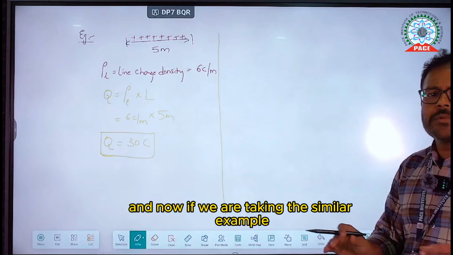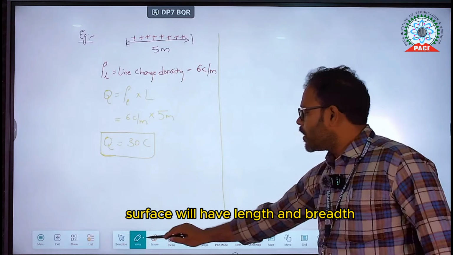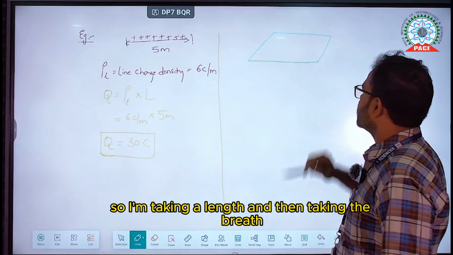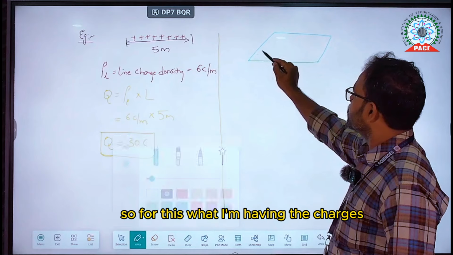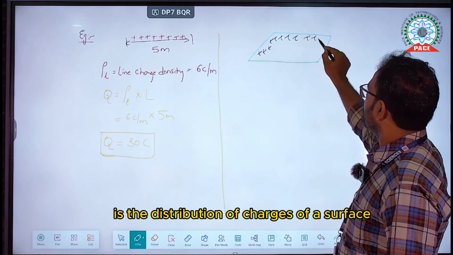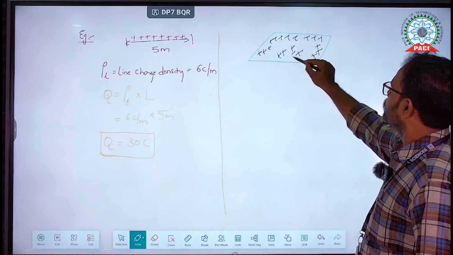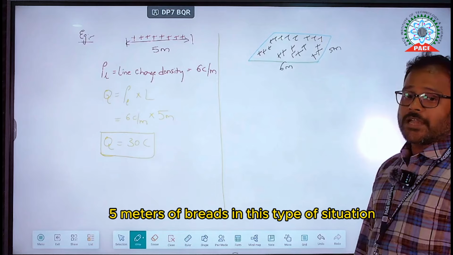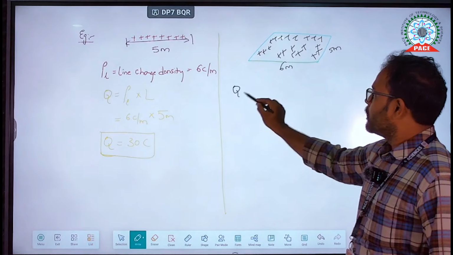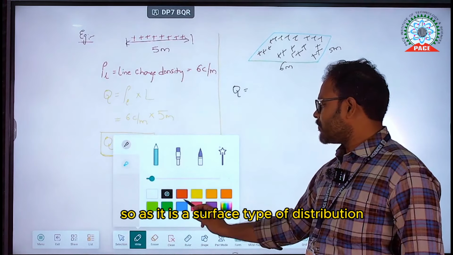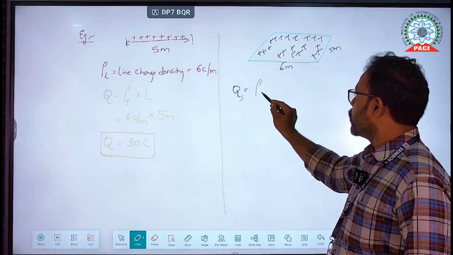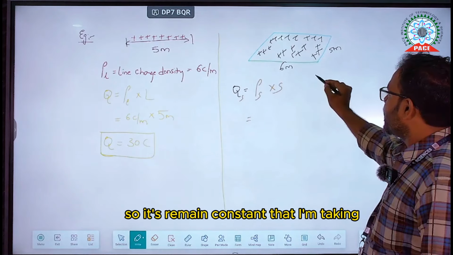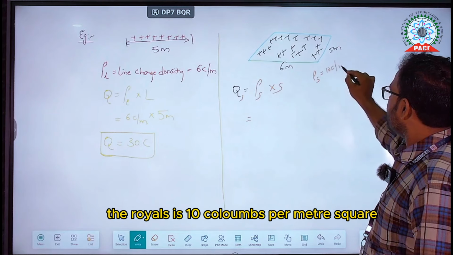Now if we take a similar example for a surface, a surface will have length and breadth. So I am taking a length and taking the breadth. This is the distribution of charges on a surface. I am considering 6 meters of length and 5 meters of breadth. In this situation, how do we calculate the total charge? As it is a surface type of distribution, I am using the formula rho S into S, where rho S remains constant, and I am taking rho S as 10 coulombs per meter square.